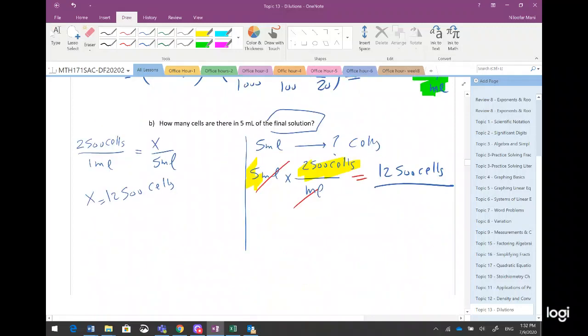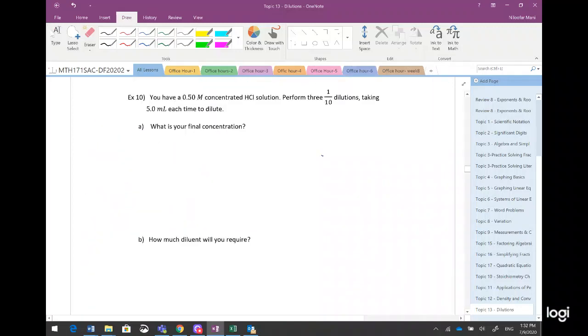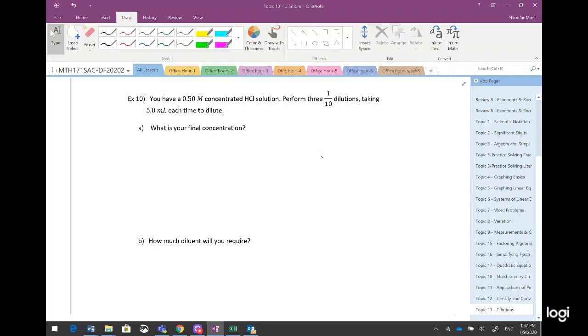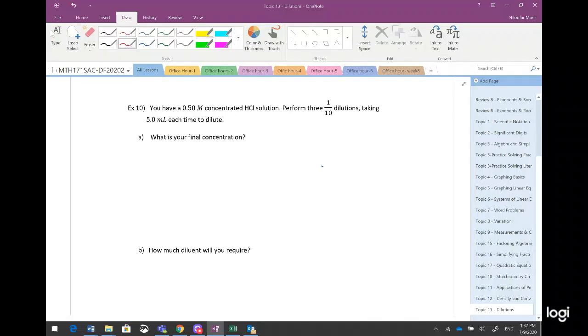Okay, so now you have this molarity concentrated HCl solution. Perform 3 dilutions. Read the question carefully. This is the old concentration. You have 3 dilutions, not just one. What is your final concentration?